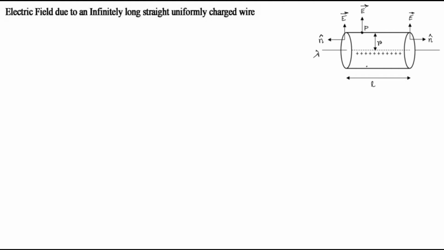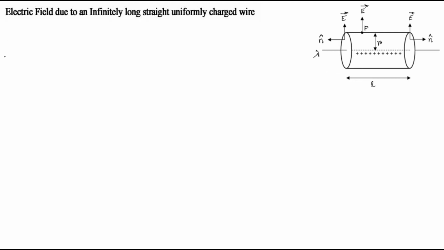Before starting off with anything, initially we need to consider a Gaussian surface. This cylindrical surface that we have drawn over here is the Gaussian surface, and this point P lies on the Gaussian surface that we have drawn. Before we start, we need to make it very clear that this derivation is an application of Gauss's law.